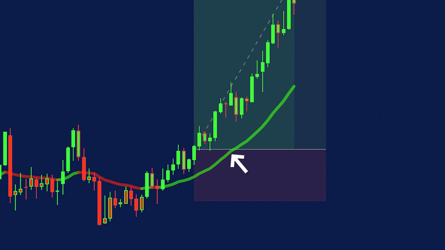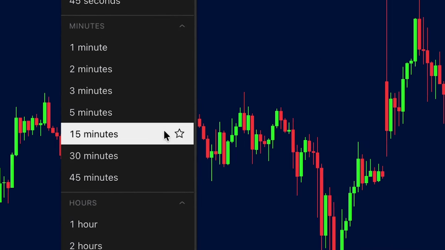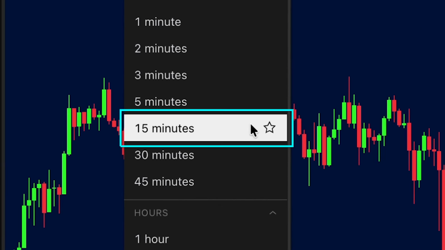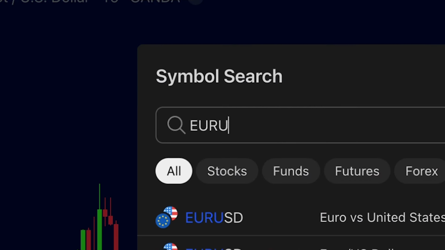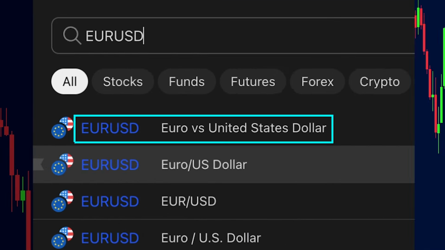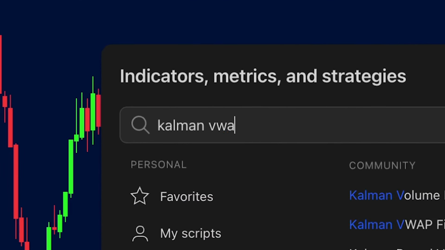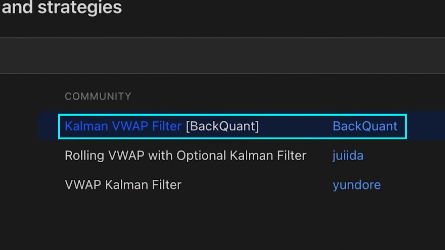To add this indicator to your chart, head over to TradingView and pull up any market you want. I'm using the 15-minute timeframe on Euro-Dollar, but this works on any chart, any timeframe. Click on Indicators and search for Kalman VWAP filter. Make sure you select the one by backquant.